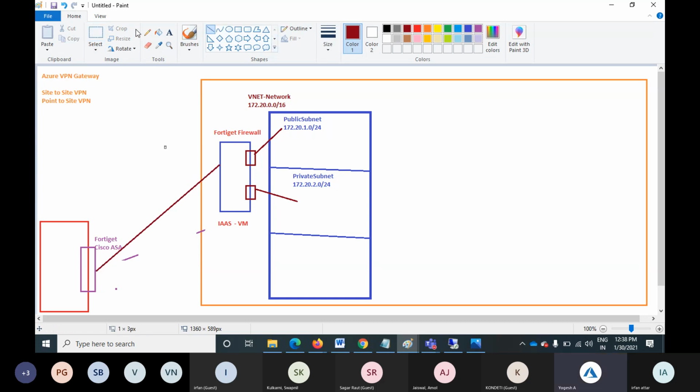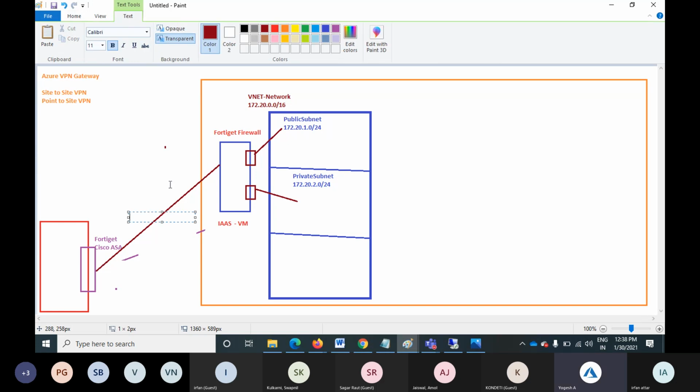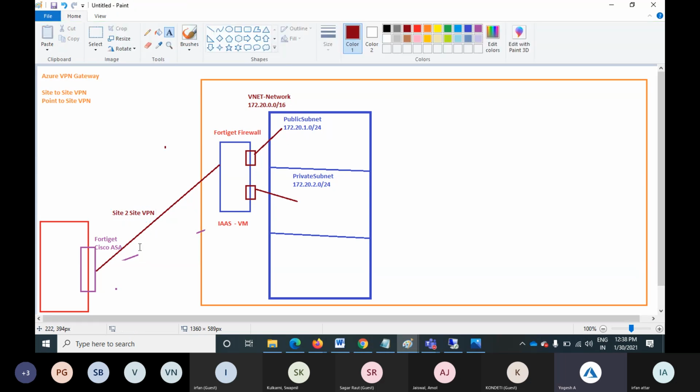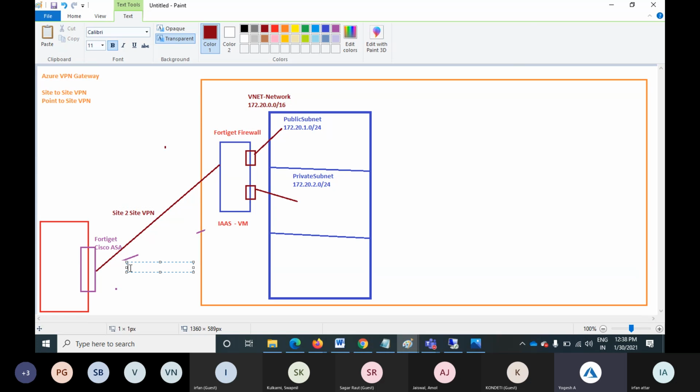You can create a site-to-site VPN, and by using the site-to-site VPN, you can communicate between your on-prem and the cloud. Again, some appliances also support SD-WAN functionality. So there is one more concept you will come across in the industry, SD-WAN. Those appliances support SD-WAN as well.